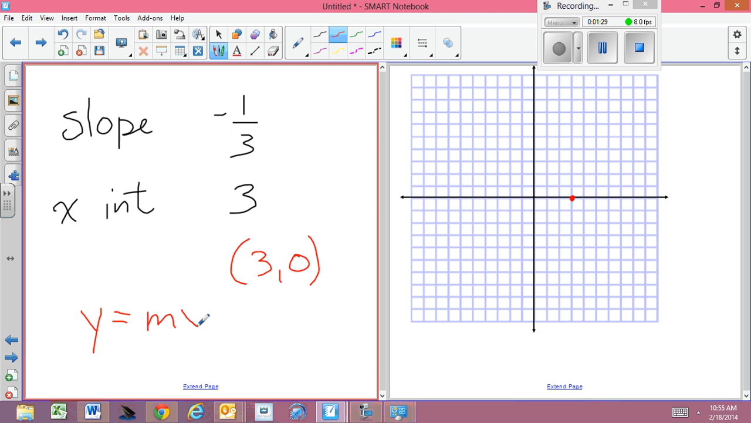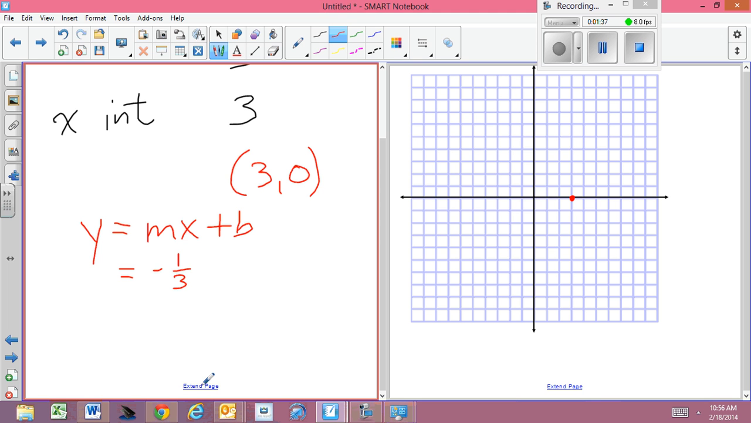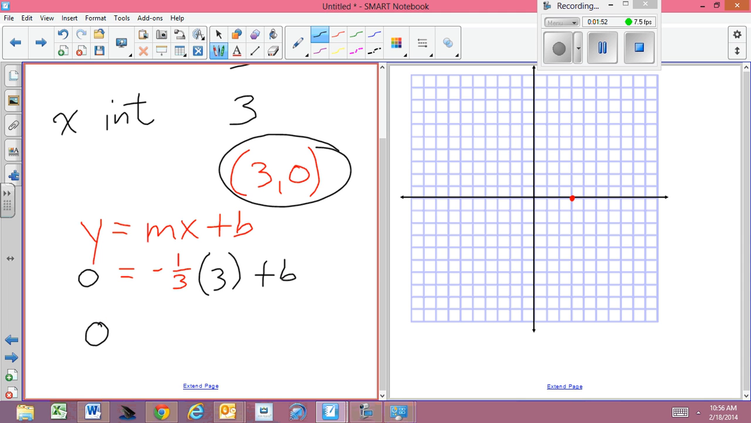Again, let's think about slope-intercept form. Plug in the slope that I gave you, -1/3, and let's plug in x is 3 and y is 0, because I just figured out that the point 3, 0 should be a solution to my equation. The only thing I don't know is my y-intercept, and I can use this equation that I just wrote to solve for the y-intercept. So -1 plus b equals 0, which means b equals +1.